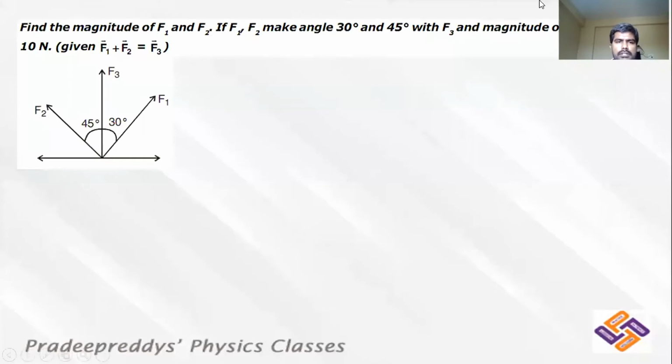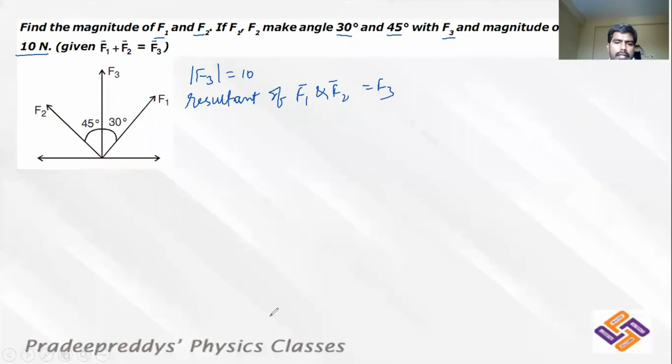Let us discuss one more question. Find the magnitude of F1 and F2 if F1 and F2 make an angle of 30 degrees and 45 degrees with F3, and the magnitude of F3 is equal to 10 Newton. You are being given the magnitude of F3 is equal to 10 Newton. And the resultant of F1 and F2 is F3.